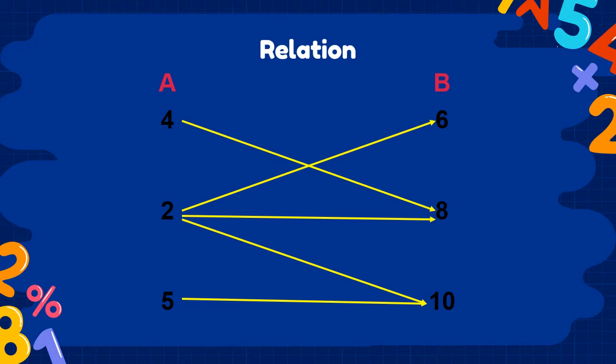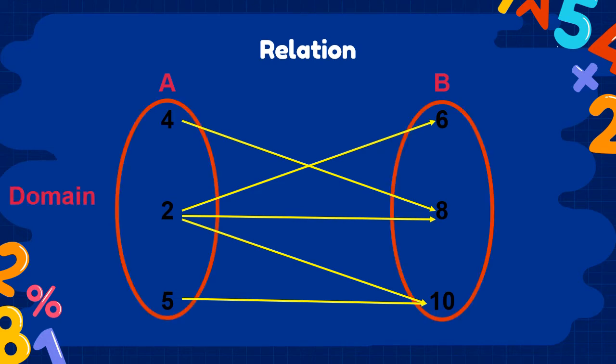We can display the relation "is a factor of" from set A to set B using an arrow diagram, as shown. For example, 4 is a factor of 8, 2 is a factor of 6, 2 is a factor of 8, 2 is a factor of 10, and 5 is a factor of 10. Set A is called the domain, and set B is called the codomain of the relation. The arrows represent the relation "is a factor of."